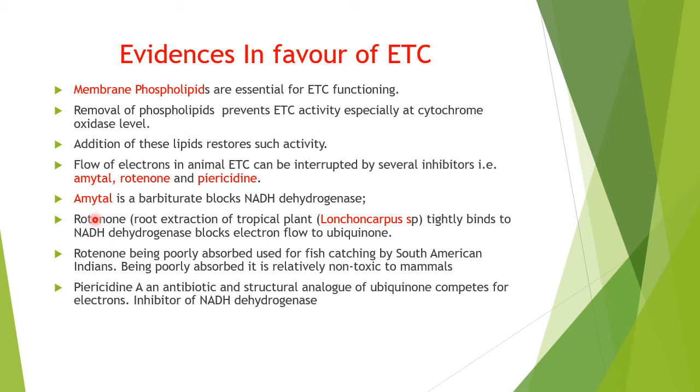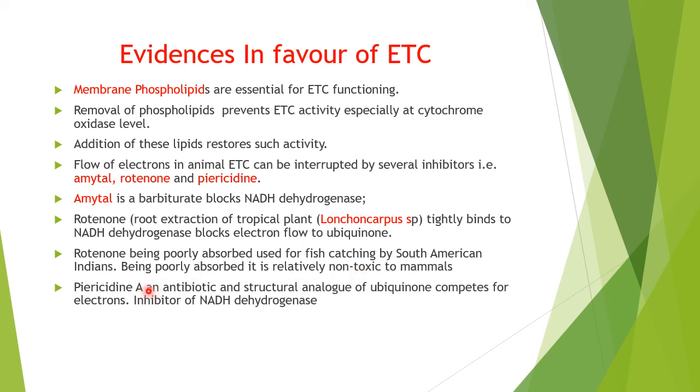Its root is a root extract, and rotenone is basically poorly absorbed, especially by the mammals, and it's used for fish catching by South American Indians. But now it's used as an insecticide also. Being poorly absorbed, it is relatively non-toxic to mammals.